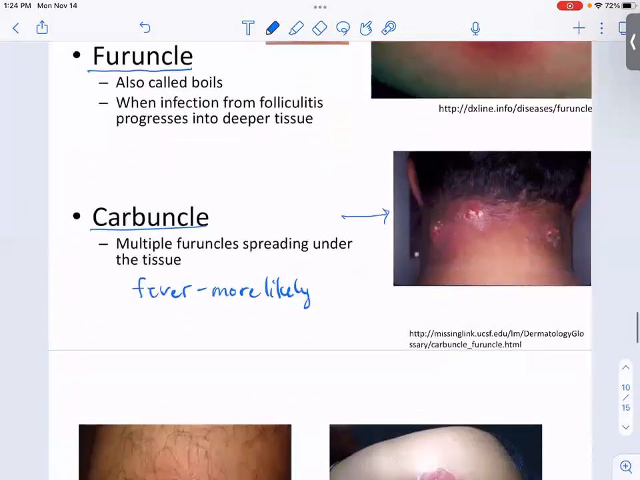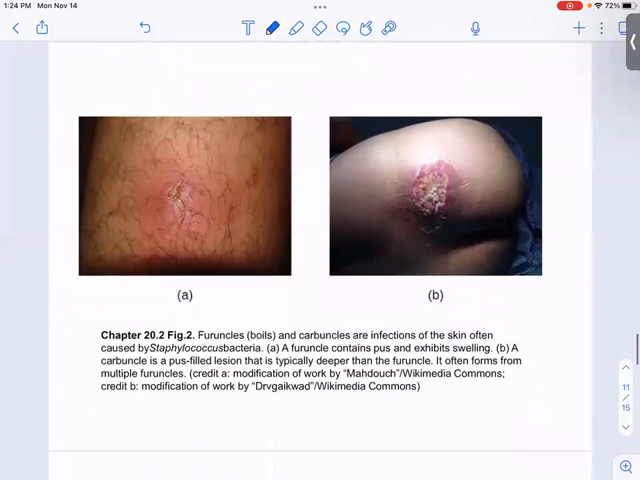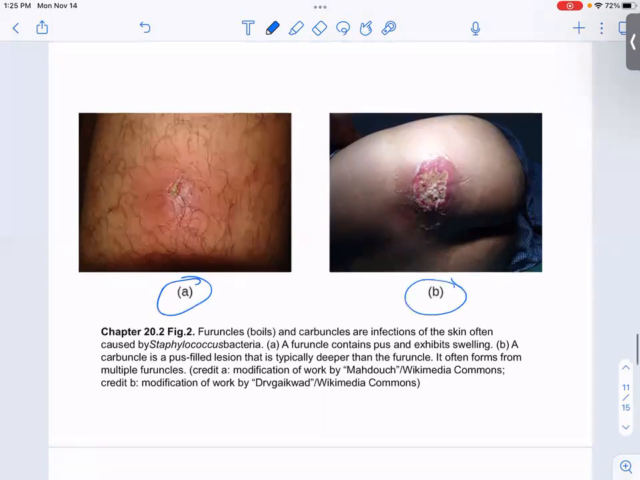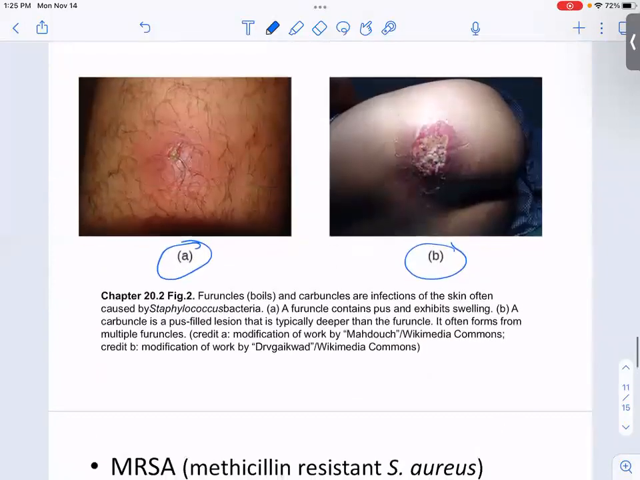Okay, and then your book just gives a couple more examples of a furuncle here on the left. And again, that's looking pretty nasty, you know, red, pussy. That doesn't look like it's going to heal on its own. Okay.